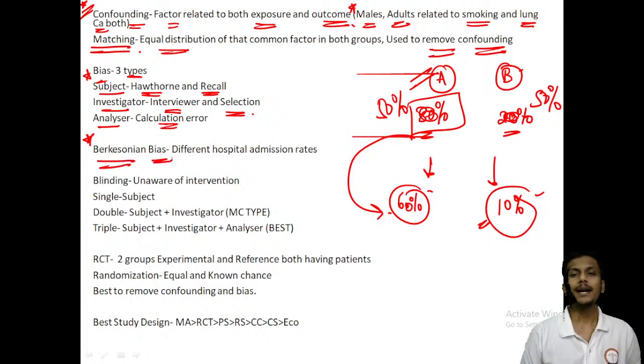Okay, and again one more important bias that you need to remember, and that is your Berksonian bias. Which bias? Berksonian bias. Questions have come on Berksonian bias. What do we mean by Berksonian bias? It is different hospital admission rates. Okay, so Berksonian bias is due to different hospital admission rates.